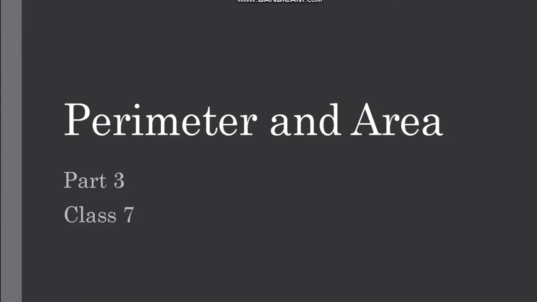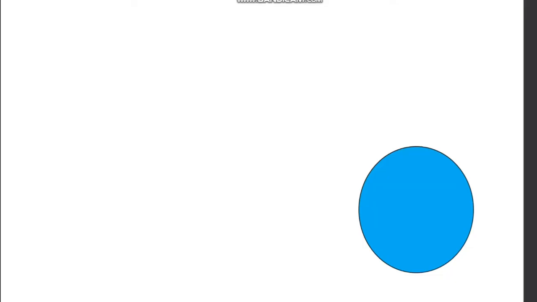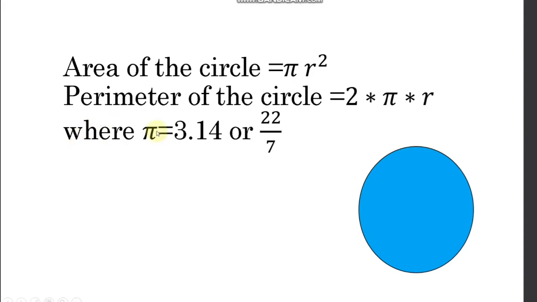Hello student, now today we are going to start the third exercise of area and perimeter. So here we are dealing with the circle. Now the area of the circle is defined as pi r square, where r is the radius of the circle. Perimeter is also defined as, we can call it circumference also. Perimeter means circumference, this boundary.